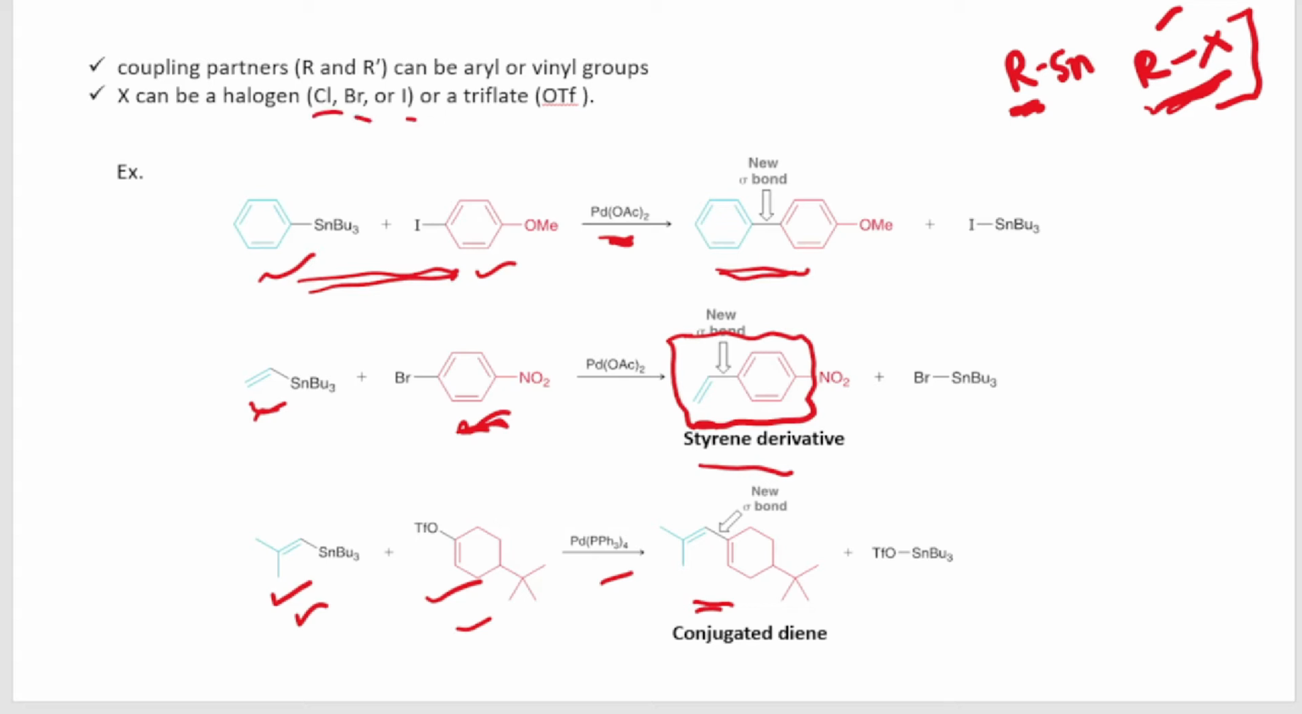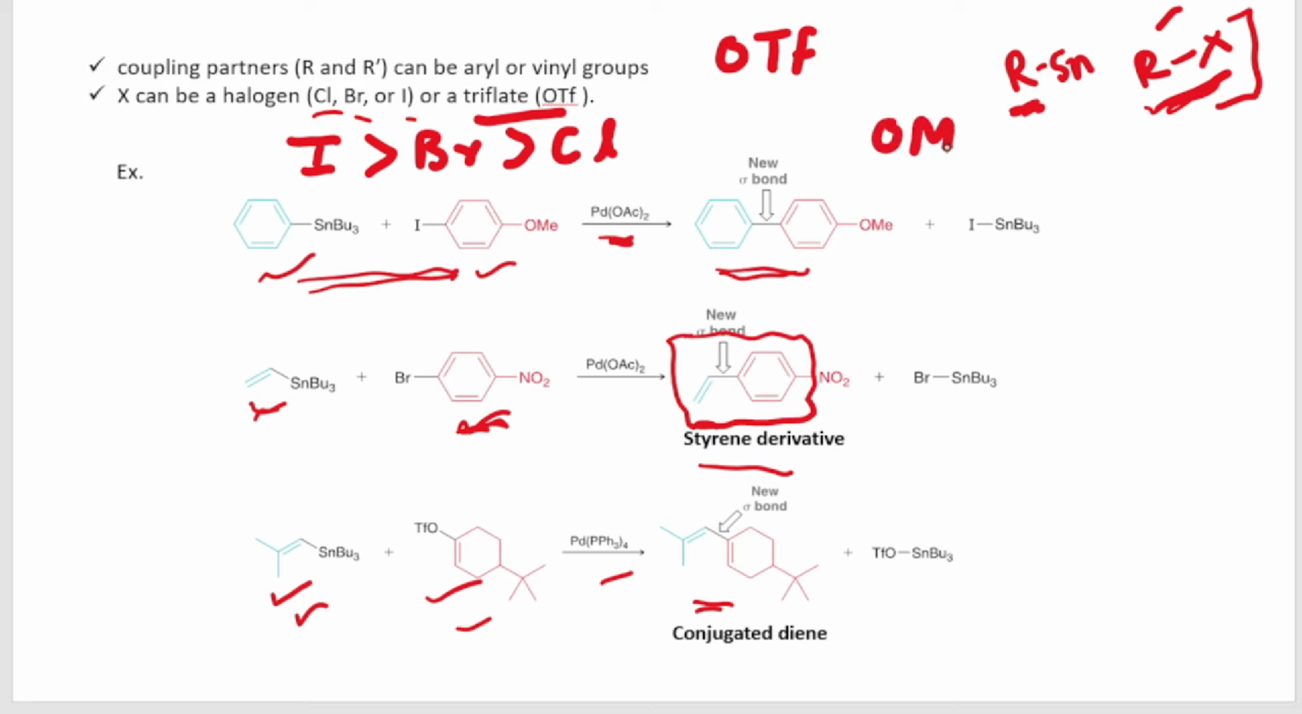And you know the reactivity of these halogens. Generally, iodine is much more reactive than bromine, and bromine is much more reactive than chlorine. These days you can see in research papers OTf, which is also a good leaving group. What is this OTf? Before talking about OTf, I will tell you about O-mesylate. This is also known by the name O-mesylate.